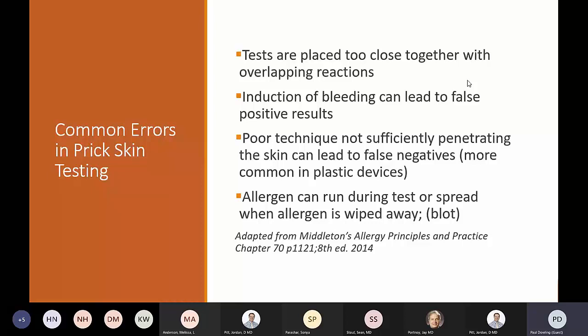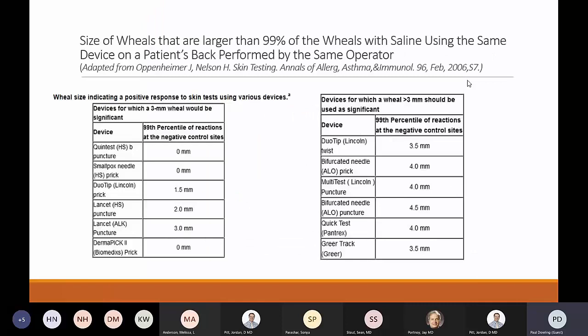There's been a lot of studies done in the past about the different devices, and some of the devices are thought that you need more than 3 millimeters difference to show a difference between the control and a positive test. For the most part, we usually think of a device that requires 3 millimeters greater than your negative control is considered a positive test.